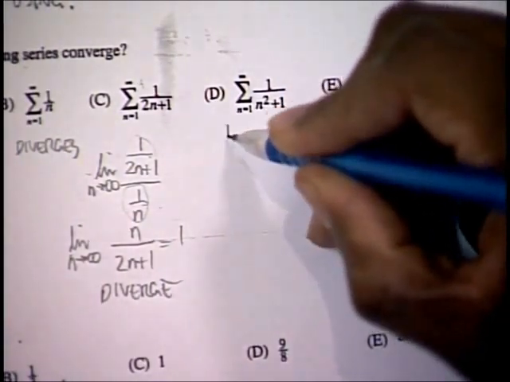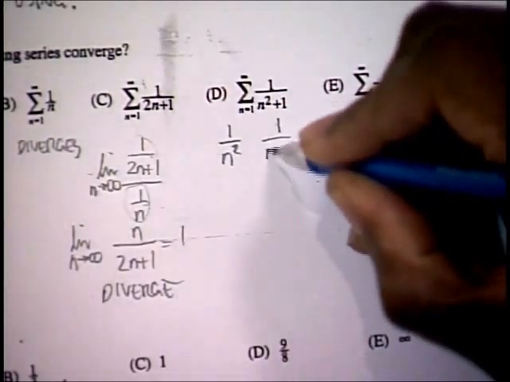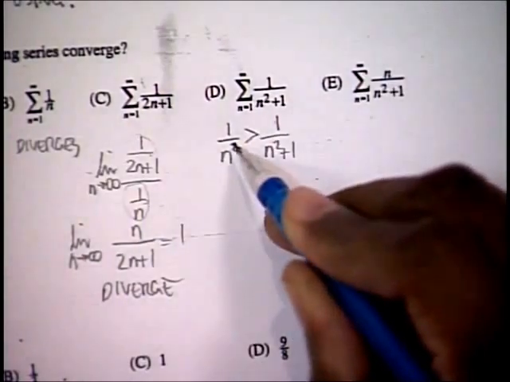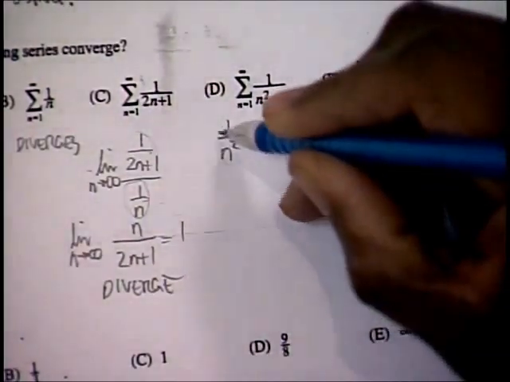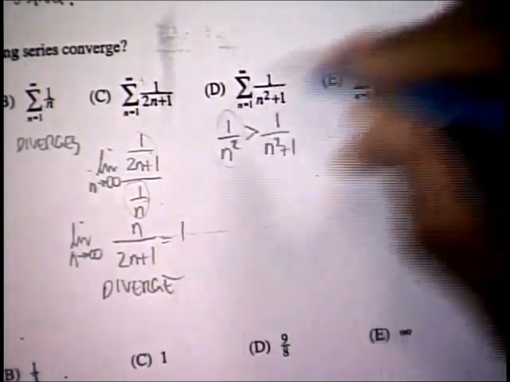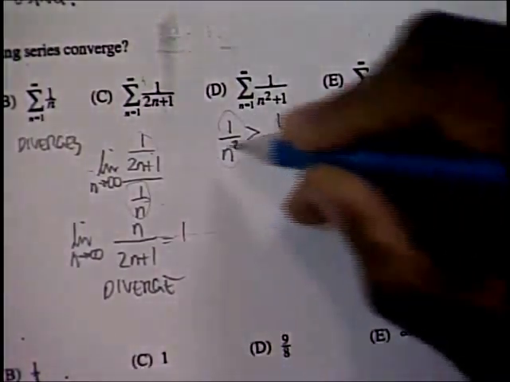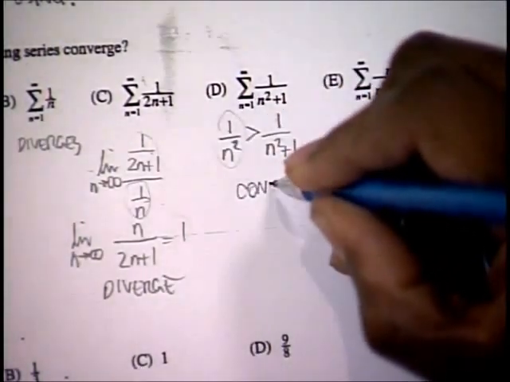I want you to be able to see that this is greater than that. And this is a p-series which converges, based on the exponent. So if this is greater and it converges, that means that this series also has to converge. So this is the one that converges. You would identify D as your answer.